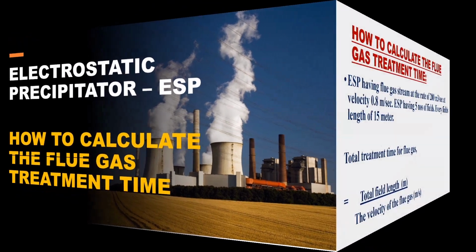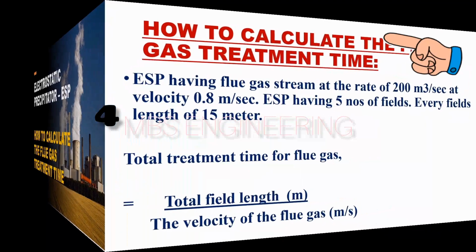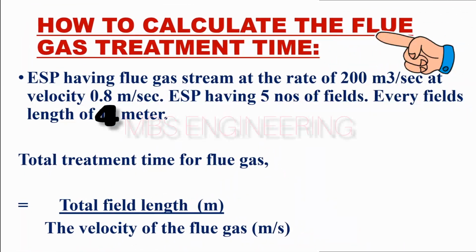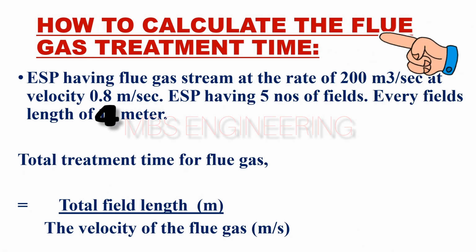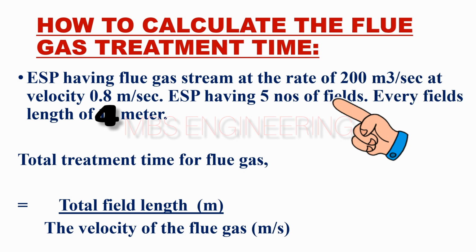Next, we learn about the formula for the flue gas treatment time in the electrostatic precipitator, ESP. Please refer to the electrostatic precipitator picture. Assume the ESP has a flue gas stream at the rate of 200 cubic meters per second, at velocity 0.8 meter per second. The ESP has 5 fields. Each field's length is 4 meters.